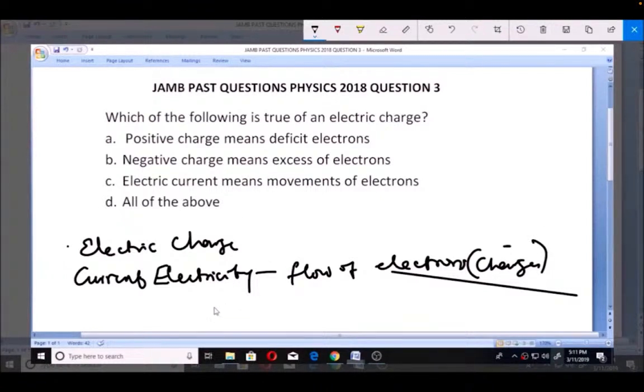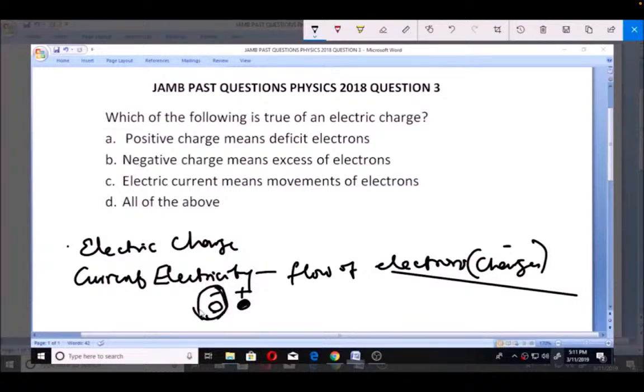Now, in an atom we have electrons and we have protons. The electrons are negatively charged and the protons are positively charged. So when you have excess of this electron that is negatively charged, you expect a negative charge. When this one is in excess, there has to be negative charge.